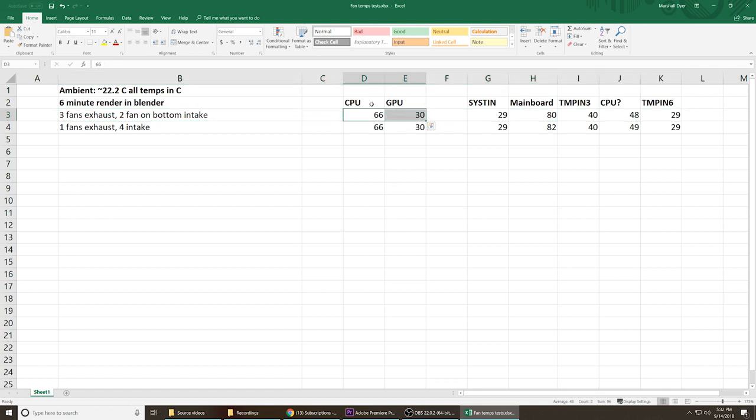These are the most important ones here. The CPU is most important by far. The GPU was not being used, so I just wanted to see if anything drastic happened with that. And then these were also some other temperatures as reported by the motherboard.